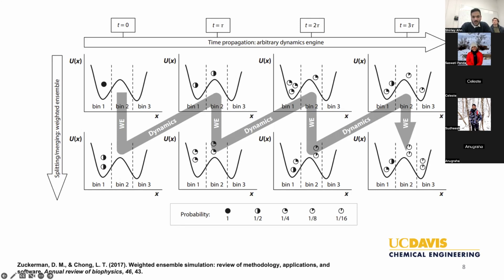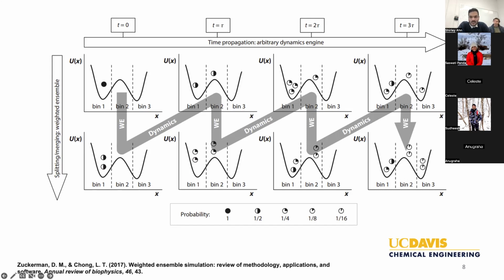We observe how the walkers are progressing, and according to that, we do the replicating and merging. So here, if you see the third picture on the upper half of the slide, there are 3 walkers in bin 1 and 1 walker in bin 2. So we split that 1 walker in bin 2 into 2, and we merge 2 of the walkers in bin 1 so that there are 2 walkers.